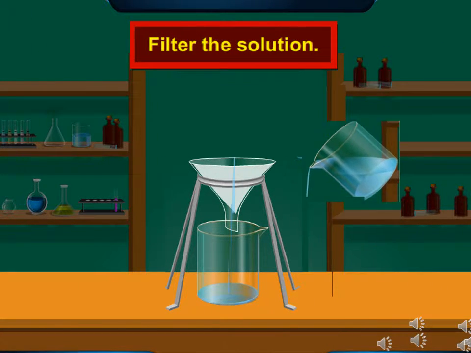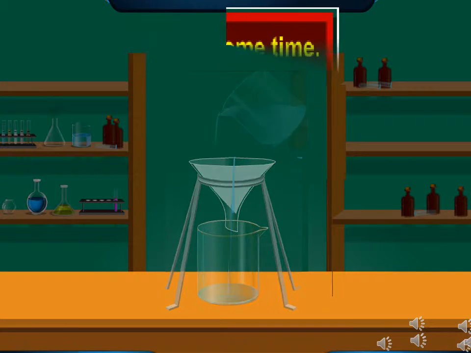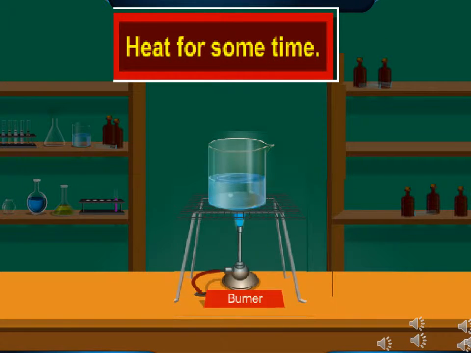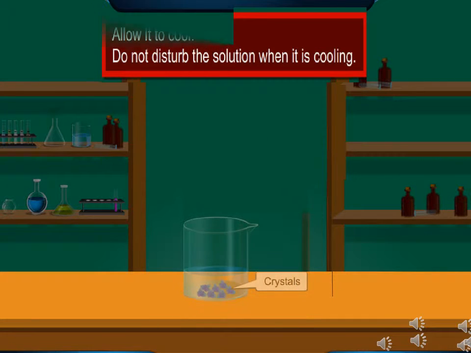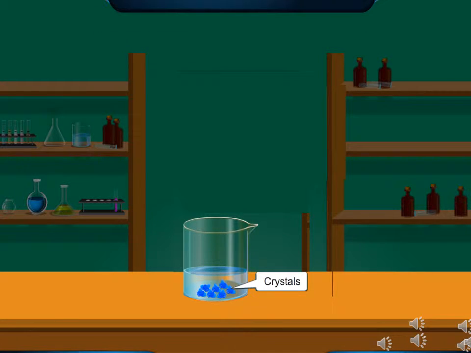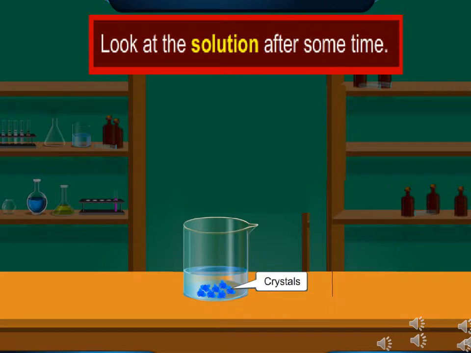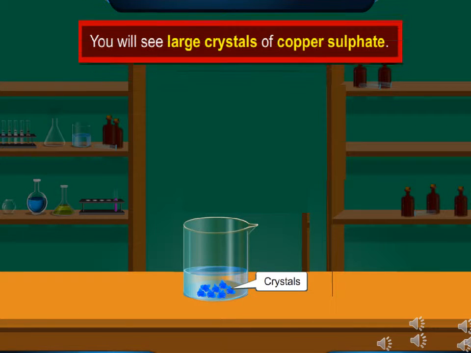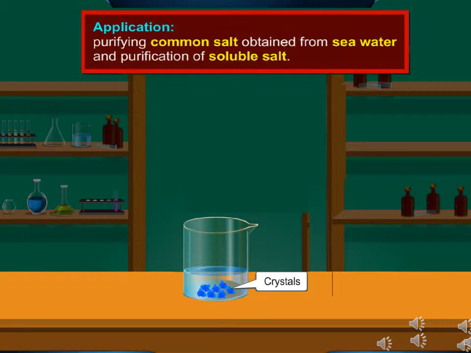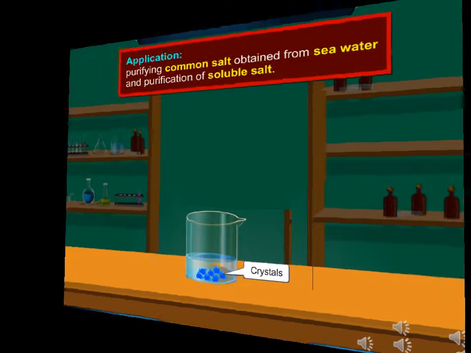Filter the solution. Heat for some time. Allow it to cool. Do not disturb the solution when it is cooling. Look at the solution after some time. You will see large crystals of copper sulfate. Application. Purifying common salt obtained from seawater and purification of soluble salt.